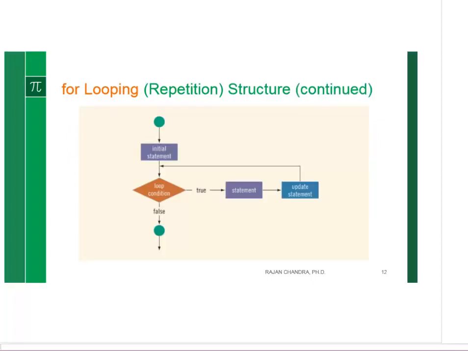And here is a flow chart. First, we do the initial statement, and then we check the condition. If the condition is true, we execute the body of the loop, and then we also execute the update statement. When the condition is false, we get out of the for loop.